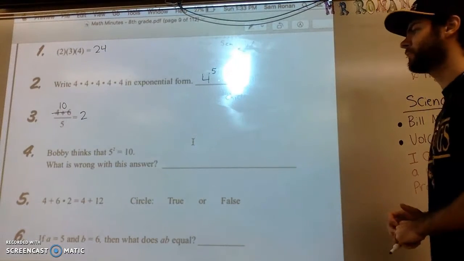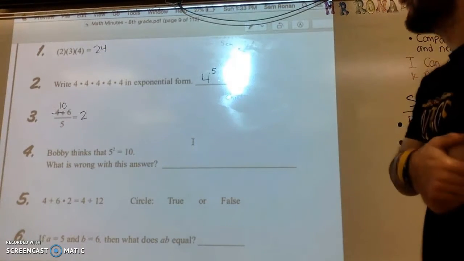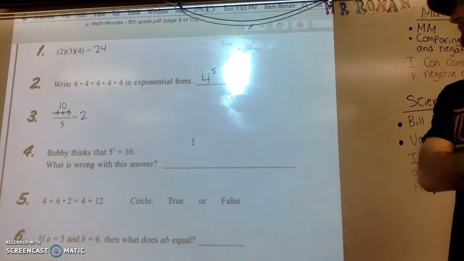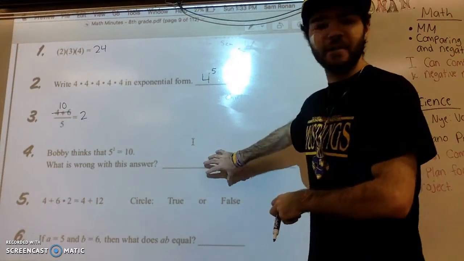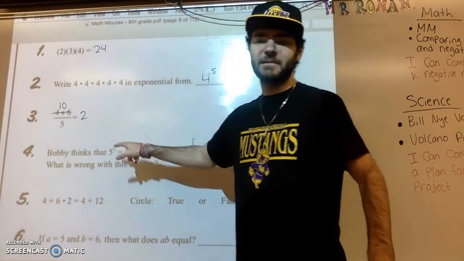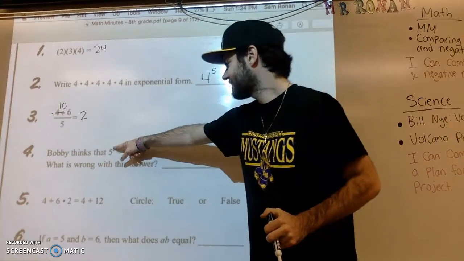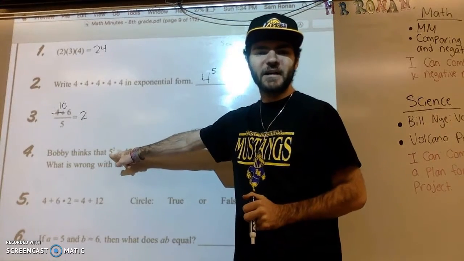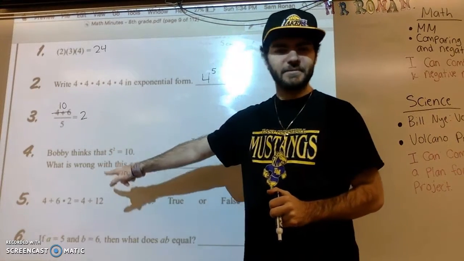Okay, number 4, Bobby thinks that 5 with an exponent of 2, or 5 squared, equals 10. What is wrong with his answer? I'm not going to write this out, but I'll tell you right now, what Bobby did is something a lot of people are tempted to do. They see that exponent of 2, and they read that as 5 times 2. That's not what that exponent means.